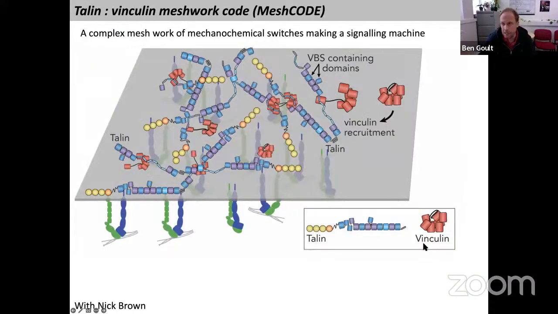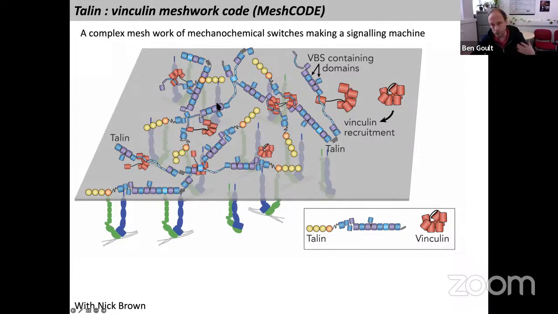And more recently, I've changed the naming of this ever so slightly, because everything I've spoken about so far is on a single Talin molecule. And obviously a single Talin molecule doesn't exist in isolation. It exists as part of a complex meshwork of molecules such as Talin, such as vinculin, which assemble on these integrin complexes and make a meshwork of mechanical switches, which is why I called it a meshwork code. I thought it was a more apt name, to be more broad than just a pure Talin code.